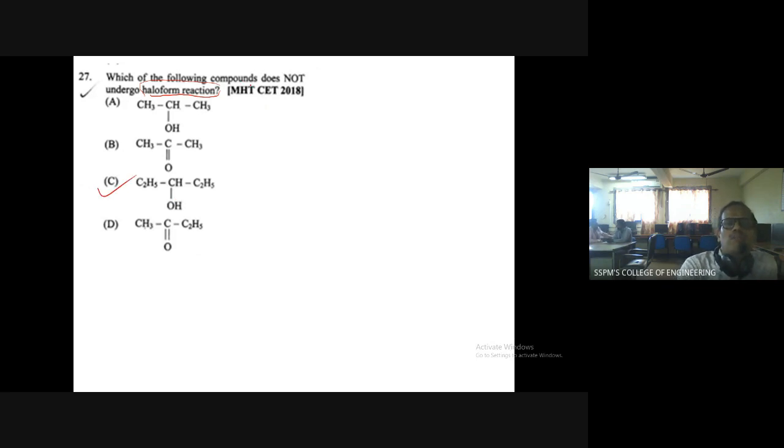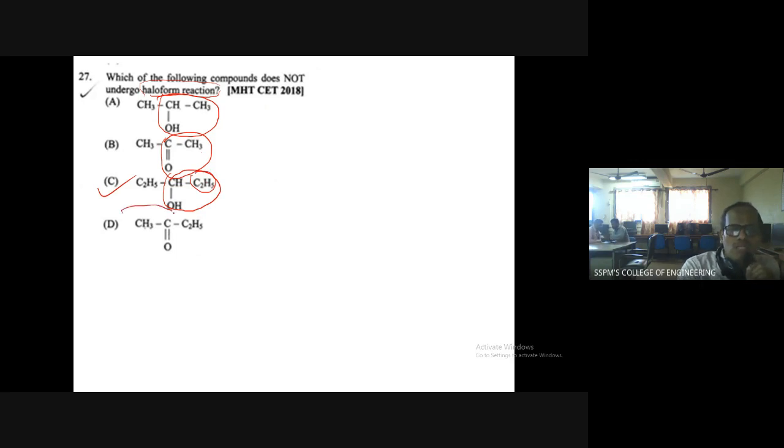Which of the following compounds does not undergo haloform reaction? For a haloform reaction to take place, the compound must have either the CHOH CH3 group or the C double bond O CH3 group. Then only will the haloform reaction take place. So in this case there is no C double bond O CH3 group. Here we have CHOH C2H5. We don't want C2H5, we want CH3.